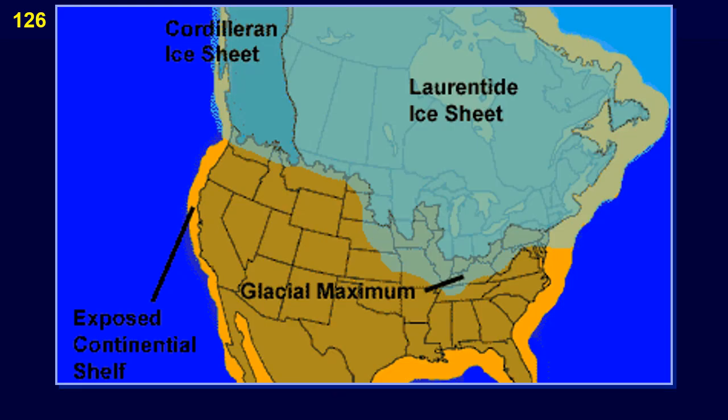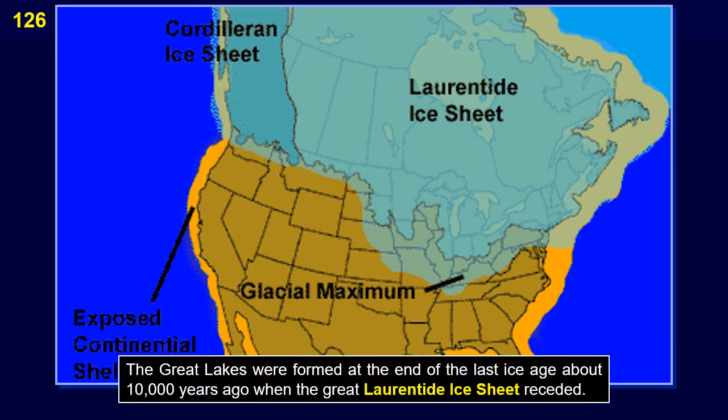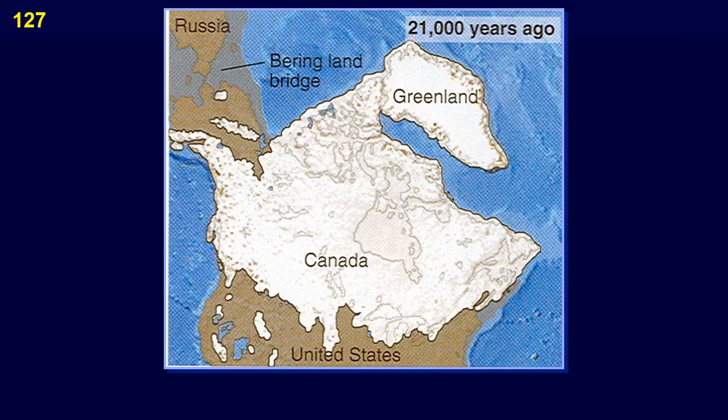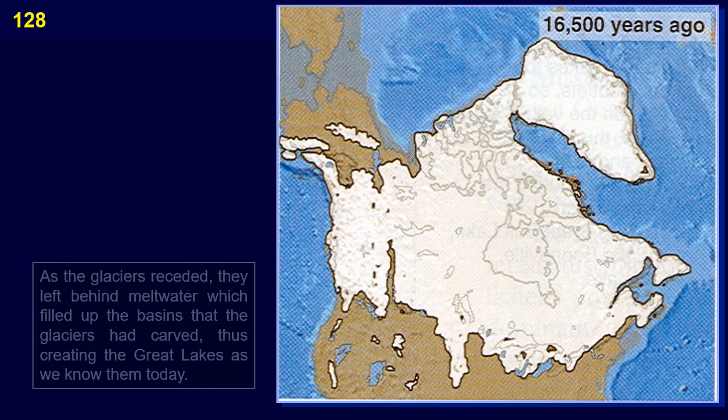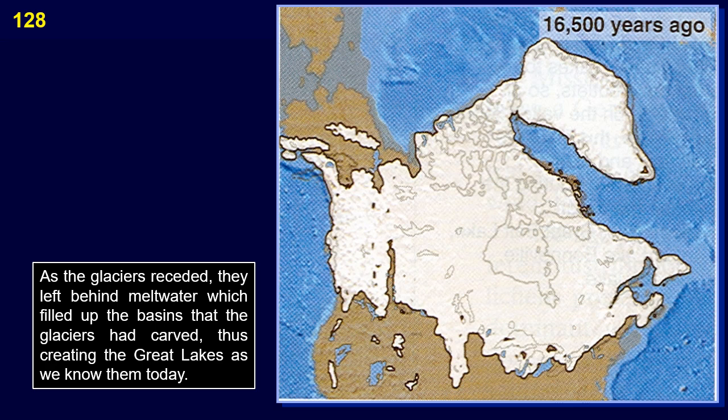The Great Lakes were formed at the end of the last ice age about 10,000 years ago, when the Great Laurentide ice sheet receded. This was 21,000 years ago. The glaciers cover all of present-day Canada and part of the northern U.S. As the glaciers receded, they left behind meltwater which filled up the basins that the glaciers had carved, thus creating the Great Lakes as we know them today.